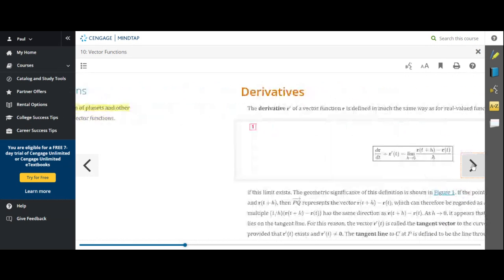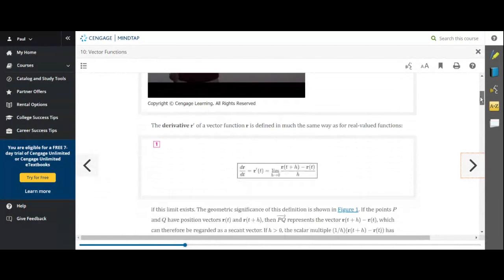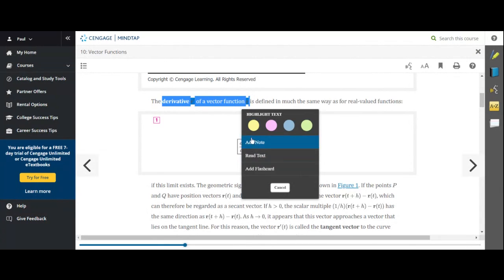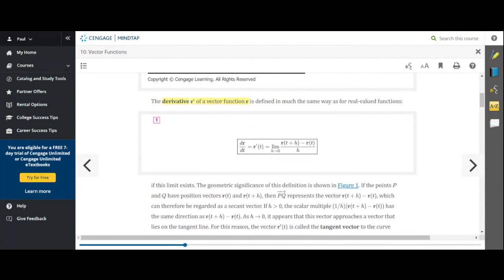Okay, all right, how do we define the derivative of a vector function? Well, remember, they give the definition below, and it's defined in much the same way as for a real valued function. You're taking the limit of a quotient vector. You're taking the limit of a vector.